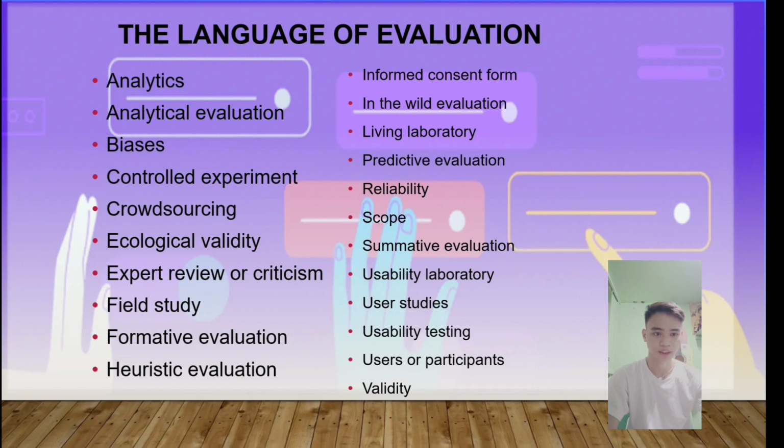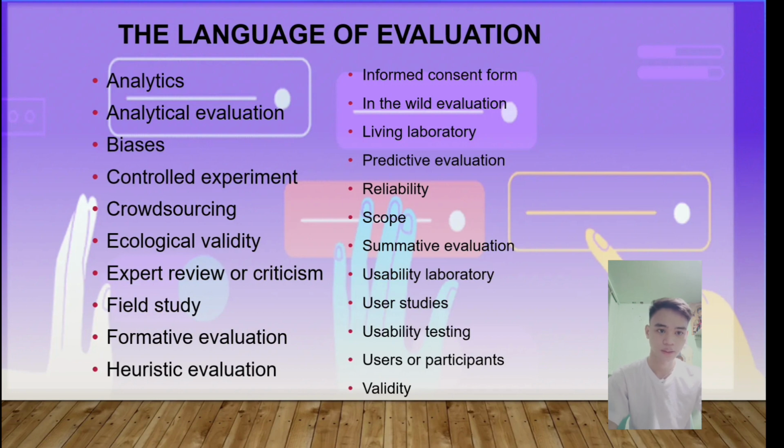The original set of heuristics identified by Jakob Nielsen and his colleagues was derived empirically from an analysis of 249 usability problems.